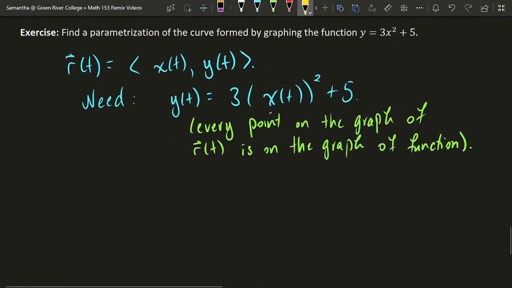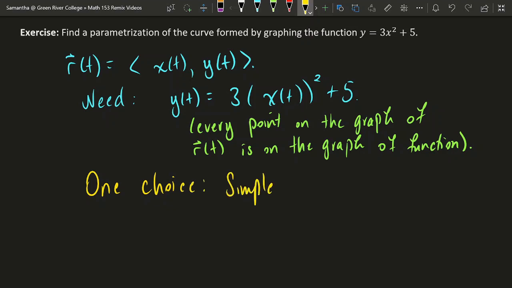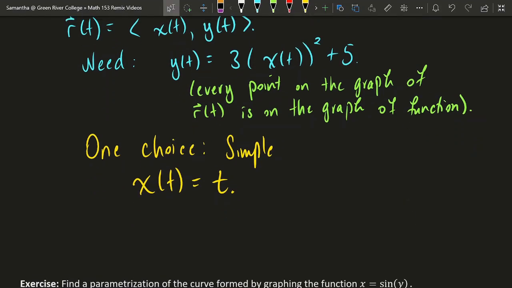Now here's one choice, and generally speaking, the simplest and most reliable choice. The simplest choice is to just replace x by the simplest varying quantity, let x be equal to t itself. And then, what must y be equal to match? It must be equal to 3t squared plus 5.